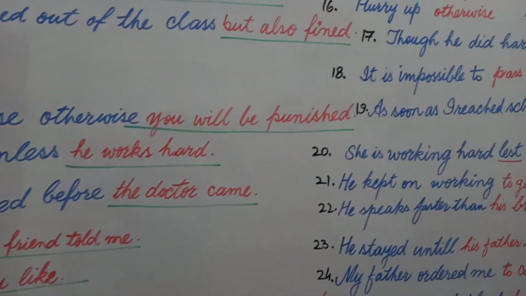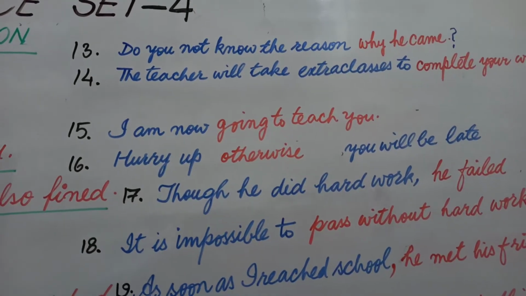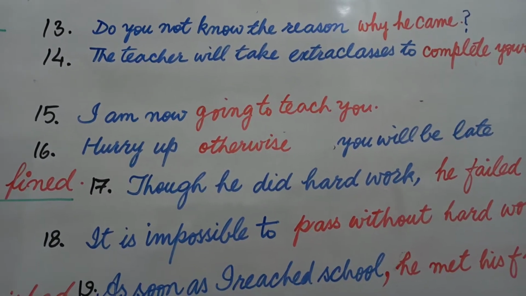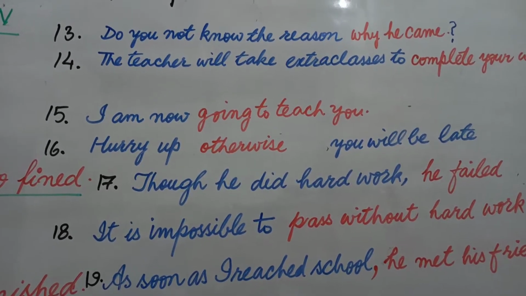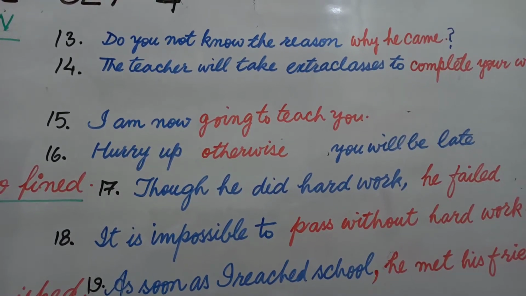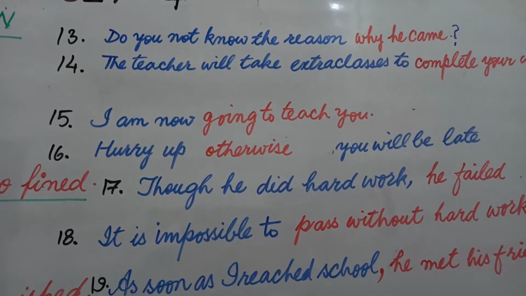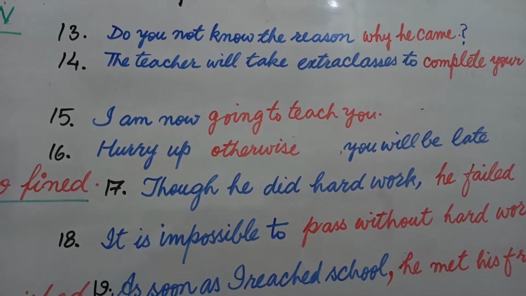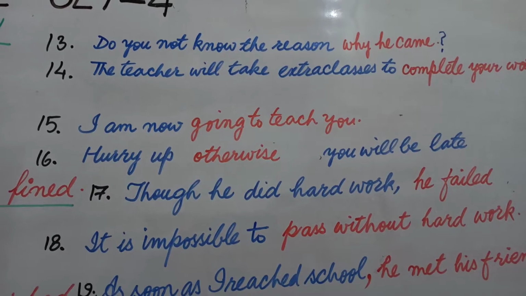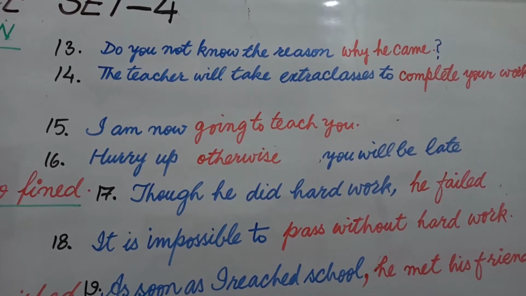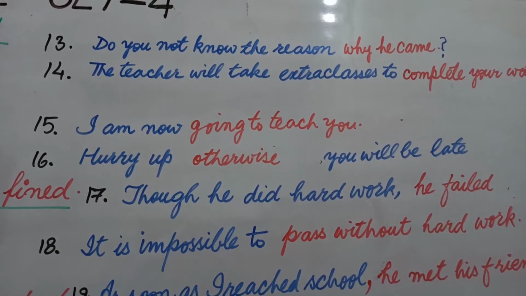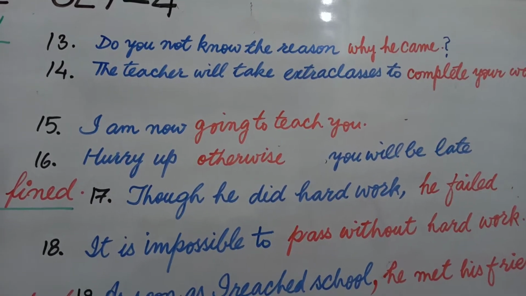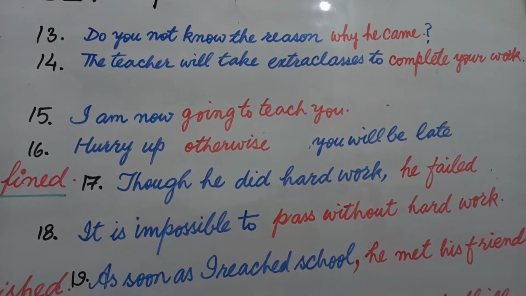Now let's come to the sentence number 13. Do you not know the reason why he came? This is a special sentence, and this sentence is based on a noun clause, and noun clause is known in Hindi as ki clause. That sentence has ki always. I would like to speak a sentence in Hindi. मैं जानता हूँ कि वह कहाँ है, मैं जानता था कि वह आ गया है. In these sentences, whenever you think in Hindi, then you can understand it.